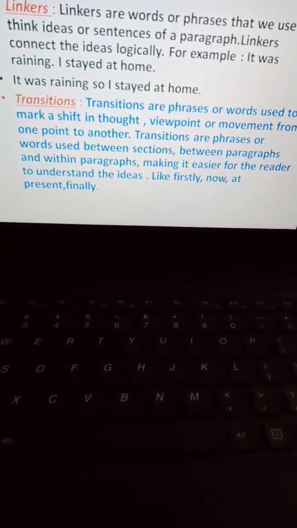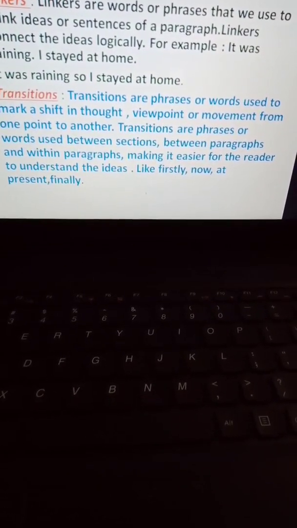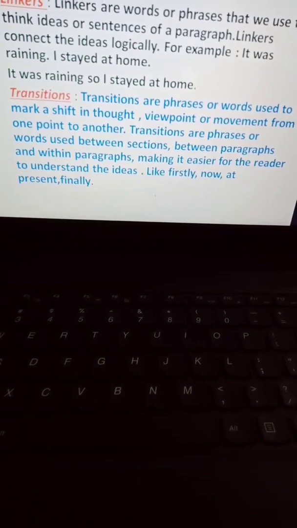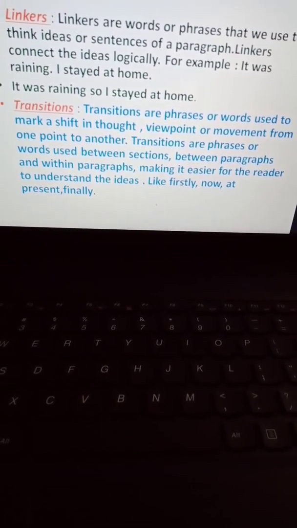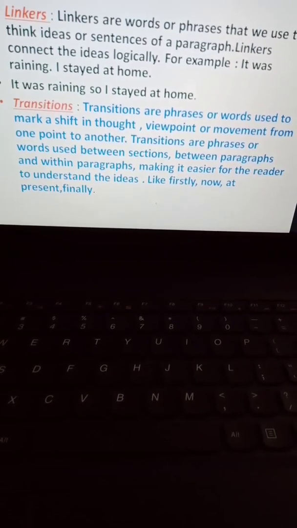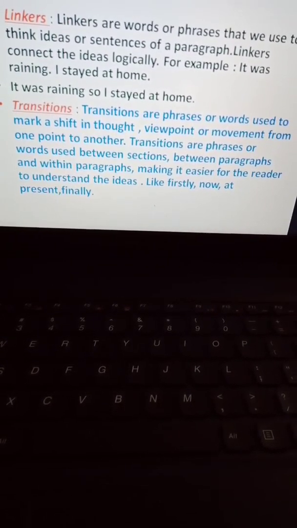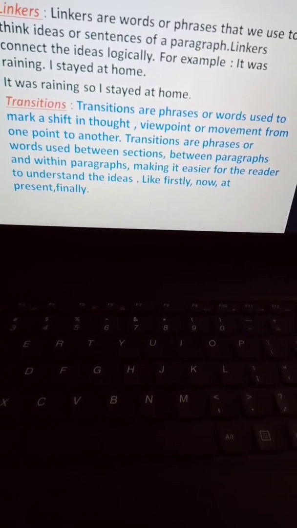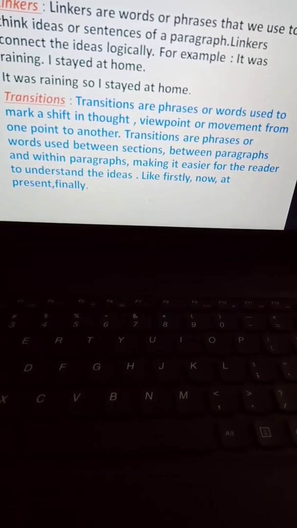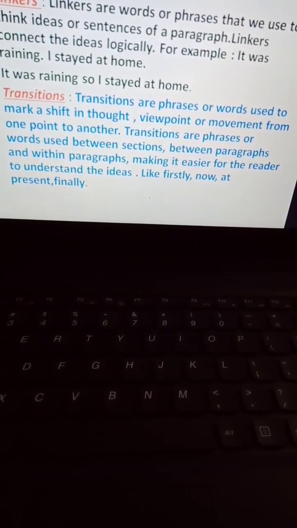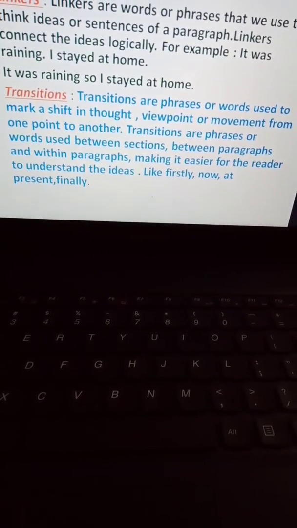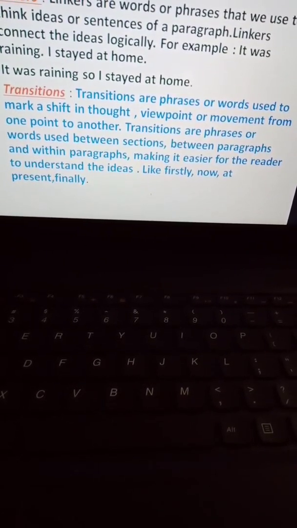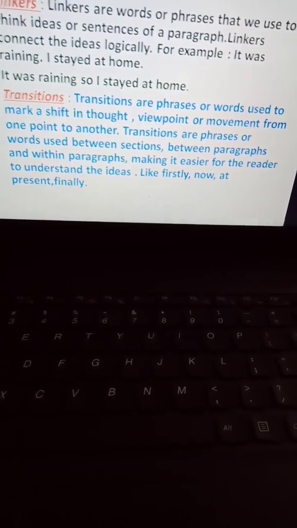The next one is transitions. Transitions are phrases or words used to mark a shift in thought, viewpoint, or movement from one point to another. The transitions are phrases or words used between sections, between paragraphs, and within paragraphs, making it easier for the reader to understand the ideas, like firstly, now, at present, finally. So when we want to make a shift in our thought or viewpoint, or if we want to move from one point to another, we generally use firstly, secondly, now, at present, at that moment, or finally, or as a result, nowadays, etc.